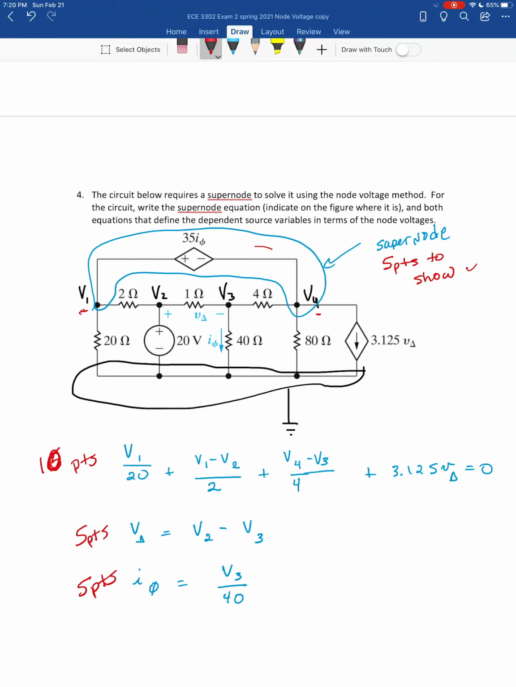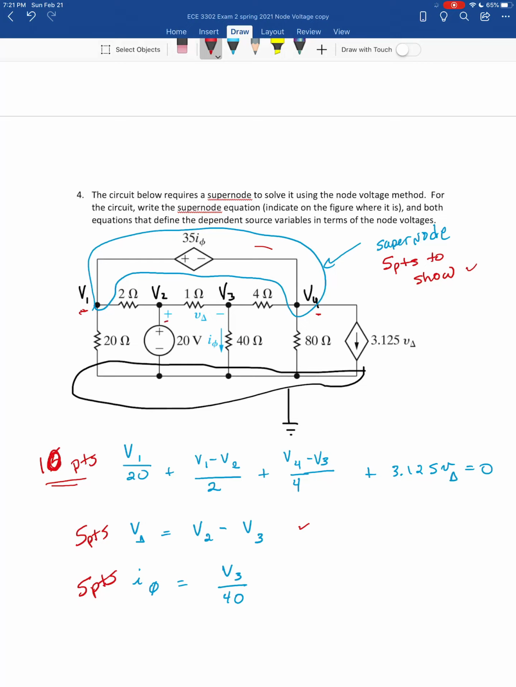Then the supernode equation is shown here. So I've written that out for you. Getting that correct was worth 10 points. Then I asked you also to write the equations that define the dependent source variables in terms of node voltages. So the first one was V delta, which is basically the voltage between V2 and V3. It's V2 minus V3 because V delta is defined as positive on the V2 terminal.